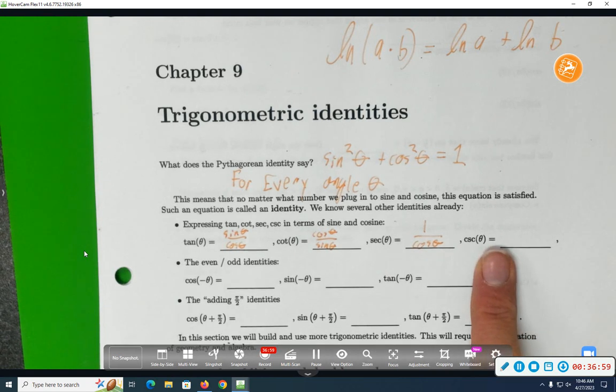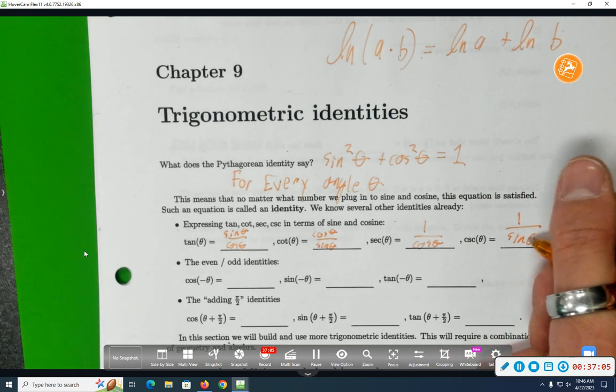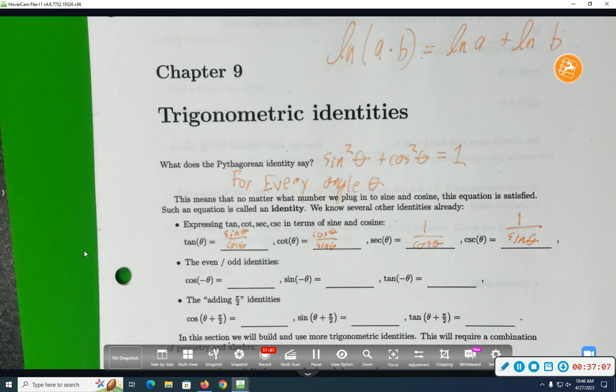Cosecant. What should cosecant be? 1 over sine, the only other thing that's left on the list. So those are identities. Those are equations that are true for absolutely every choice of theta, as long as you don't accidentally land outside of the relevant domains.